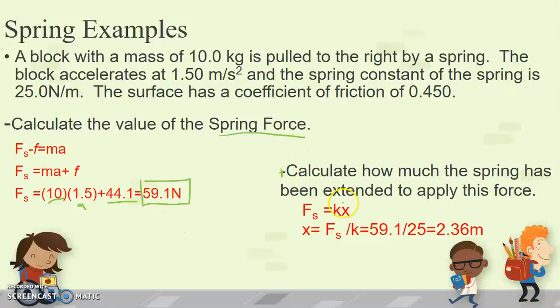Now we're going to calculate how much the spring has been expanded by to apply this force. So this is where we're going to use our new formula. We have the force of the spring, which is what we just calculated, 59.1, and we're going to divide that by 25 because that is the spring constant, which is given to us in the problem up here. And down here, after you plug in those numbers, you should get 2.36.